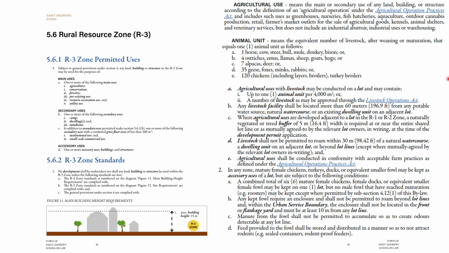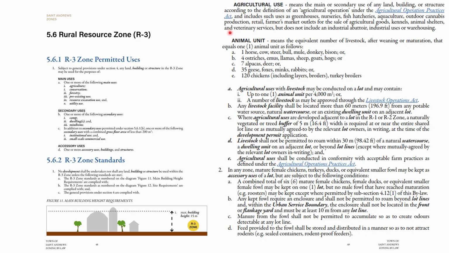Using these types of definitions and general standards means that if there are conflicts, they can be dealt with under the Agriculture Operations Practices Act, and are not necessarily something that just falls to a civil matter between neighbors or land use enforcement. So basically it refers to that Agricultural Operations Practices Act. It includes greenhouses, nurseries, fish hatcheries, aquaculture, outdoor cannabis production, retail farmers markets, outlets for the sale of agricultural goods, kennels, animal shelters, and veterinary services, but does not include an industrial abattoir, industrial uses, or warehousing.